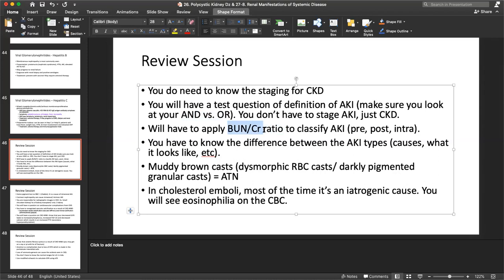Know the BUN creatinine ratio. If it's high, greater than 20 to 1, it's pre-renal. Less than 10 to 1, intrinsic. So make sure that you know that. Know the differences between the AKI types, like what we went over last time.